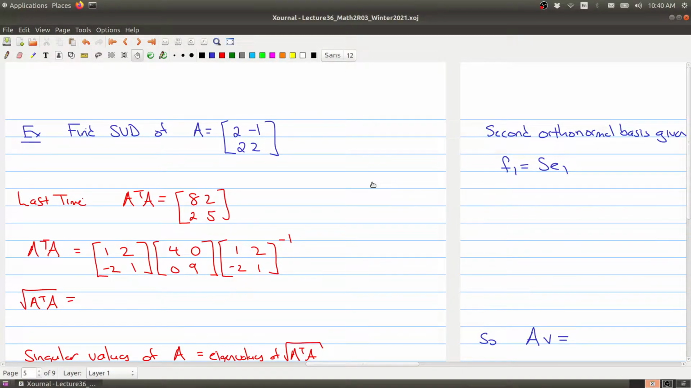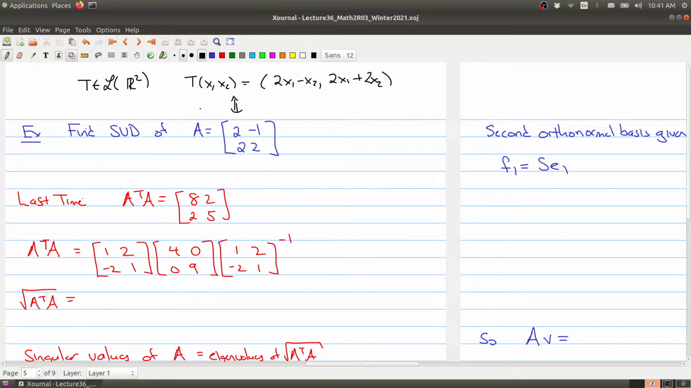So in this part of lecture 36, I want to work through an example of what it would mean, from the point of view of a matrix, to find the singular value decomposition. For this particular example, you want to think of this matrix A as defining the operator on R2 that takes x1, x2 and maps it to 2x1 minus x2 and 2x1 plus 2x2. This is the operator that corresponds to this matrix.